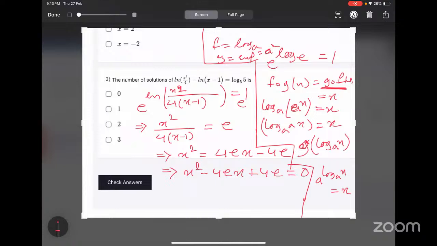So this is basically coming from the inverse function. So what will be the solution of this equation? You can use the Sridhar Acharya rule, that means the completing the square method, the quadratic formula, minus b plus minus root d divided by 2a.